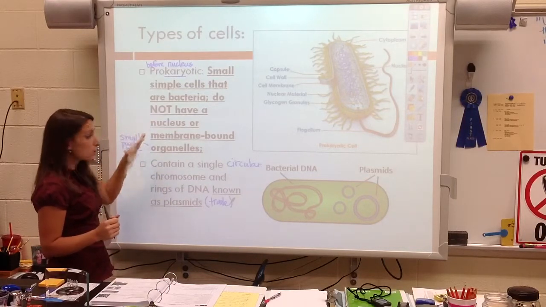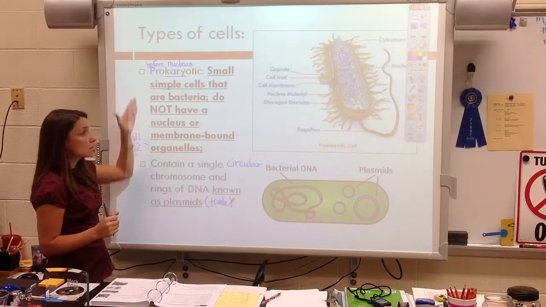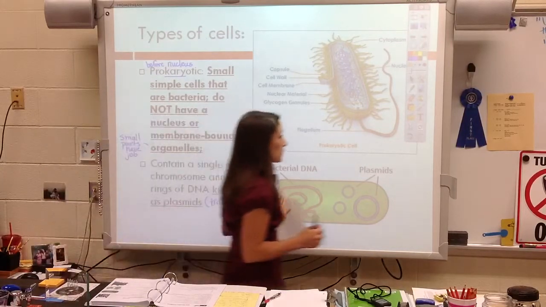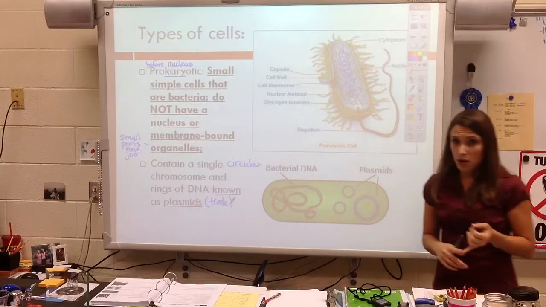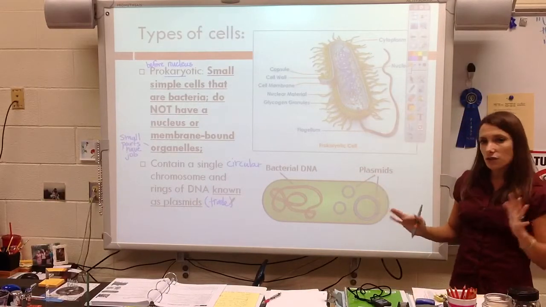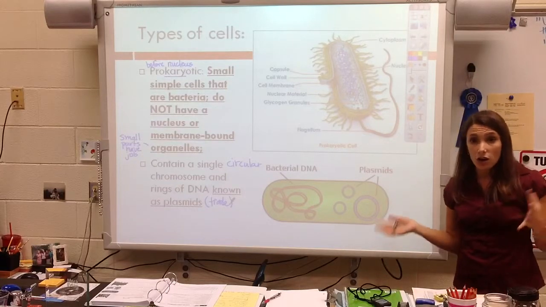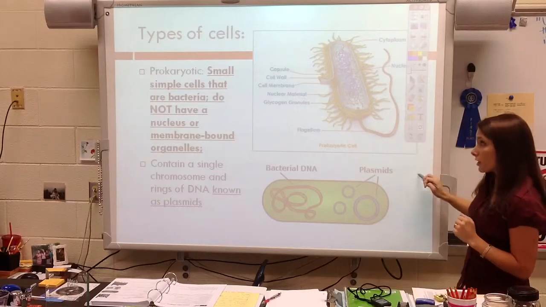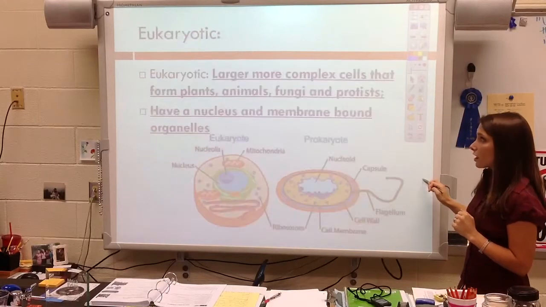No nucleus, no complex parts. They're not complex, they're simple. They do have DNA, they do have a cell membrane, they do have cytoplasm, they do have ribosomes, but none of those other fancy parts like the mitochondria or the chloroplasts. So those are prokaryotic cells. Let's talk eukaryotic cells.